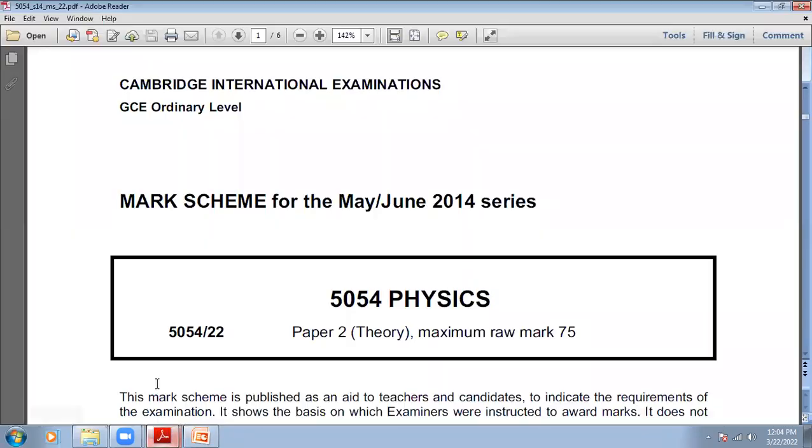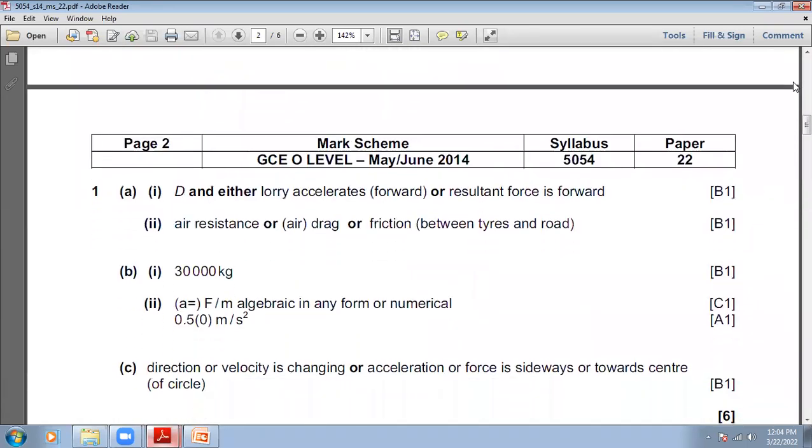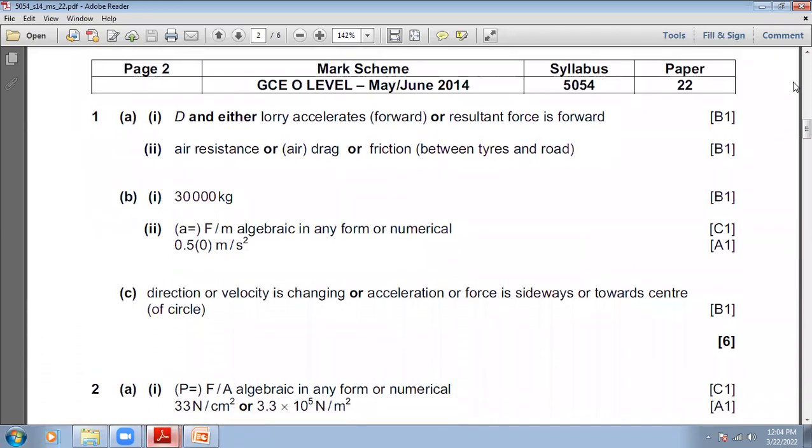Okay, so we are done with question number 1. So let me show you the marking scheme. My dear students, the marking scheme of question number 1 of the May June 2014 paper is showing up on your screen. You can pause the video and take your time and read this marking scheme carefully.